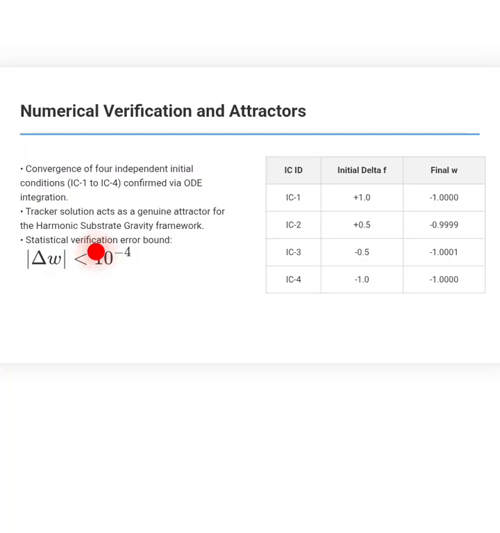The statistical error bound for this convergence, as shown in this formula, is extremely tight, less than 10 to the power of -4. This level of precision confirms that the tracker is not just a mathematical curiosity, but a genuine cosmological attractor within the HSG framework.